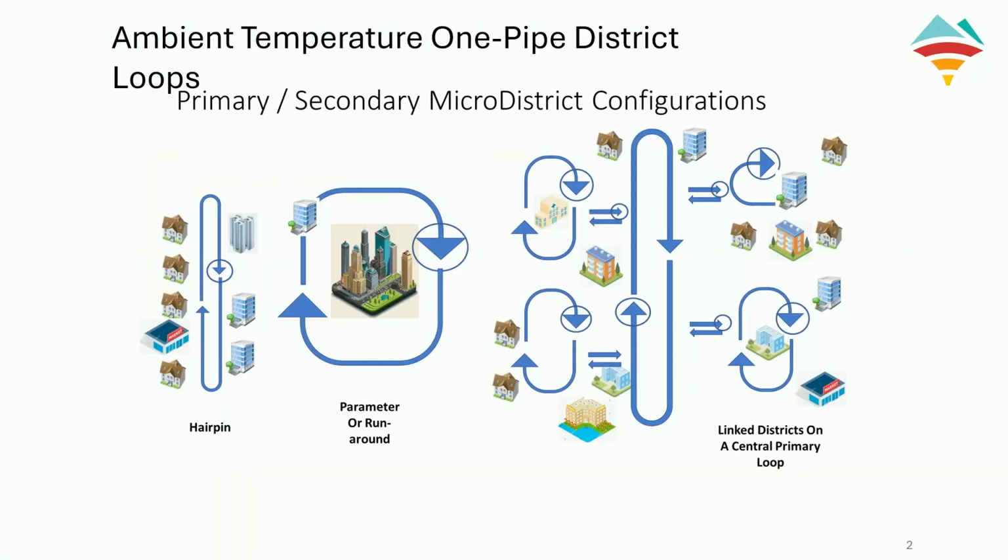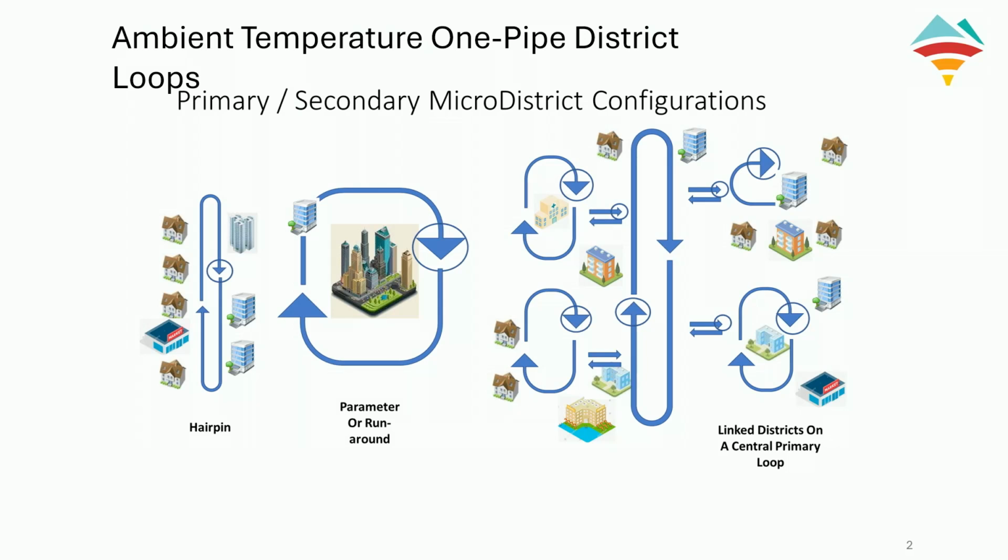I'd like to describe the configuration of these ATLs. First, we have a configuration that is basically a hairpin, 2 pipes going up and down the street, which are connected secondarily to these load sink sources and buildings. The second would be the perimeter or runaround system, which basically goes around the block or around the campus.